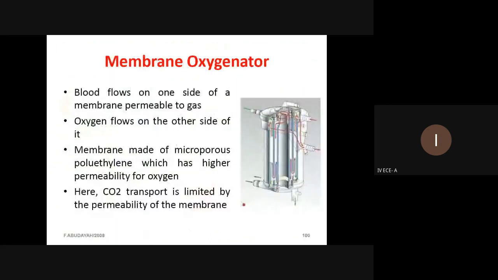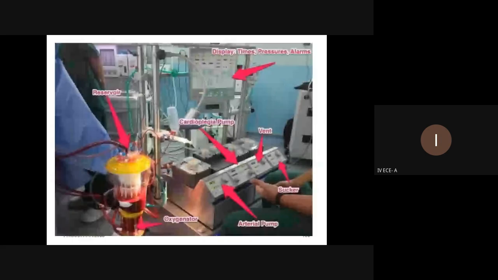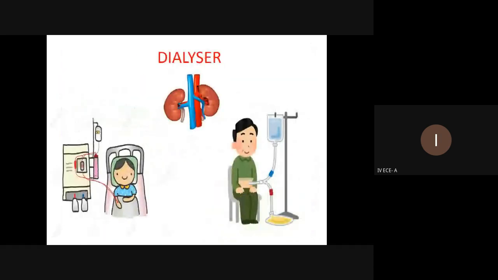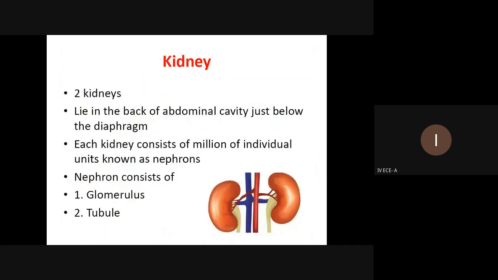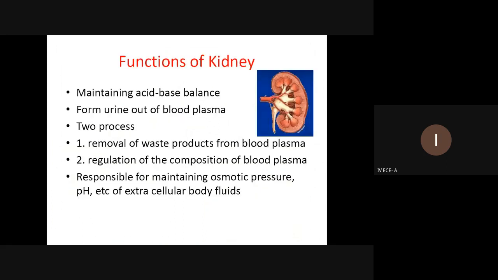Followed by this, we have to look at the dialyzer. The dialyzer is nothing but an artificial kidney. Its main process is the purification of the blood. Before that, since it is used as an artificial kidney, we have to know what the function of the kidney is.